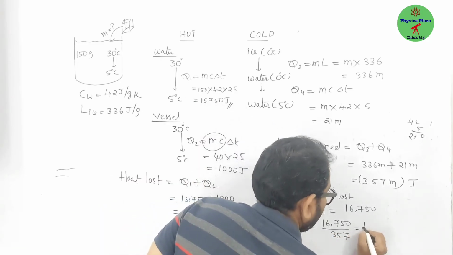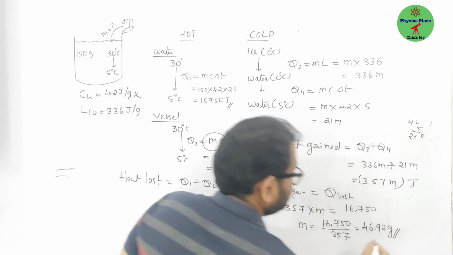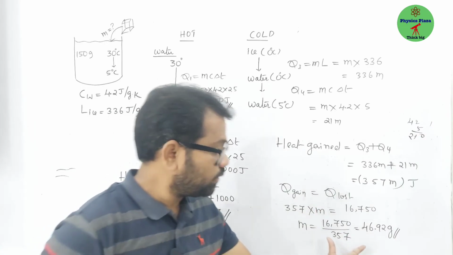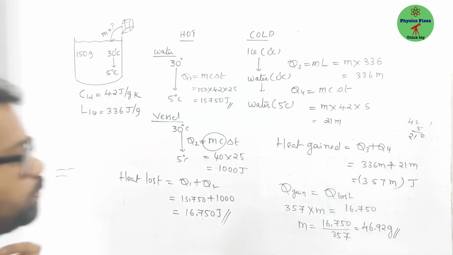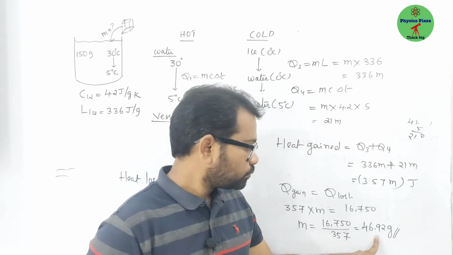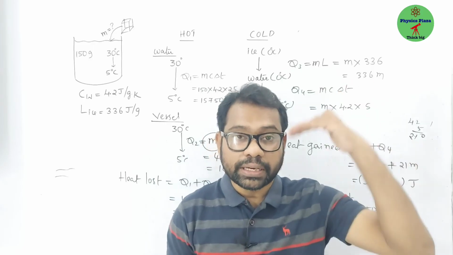So this is 46.92 grams of ice, children. So this much amount of ice is required. Are you able to see the 46 point? Yes. So children, this much amount of ice is required to bring the temperature of 150 grams of water from 30 degrees Celsius to 5 degrees Celsius.